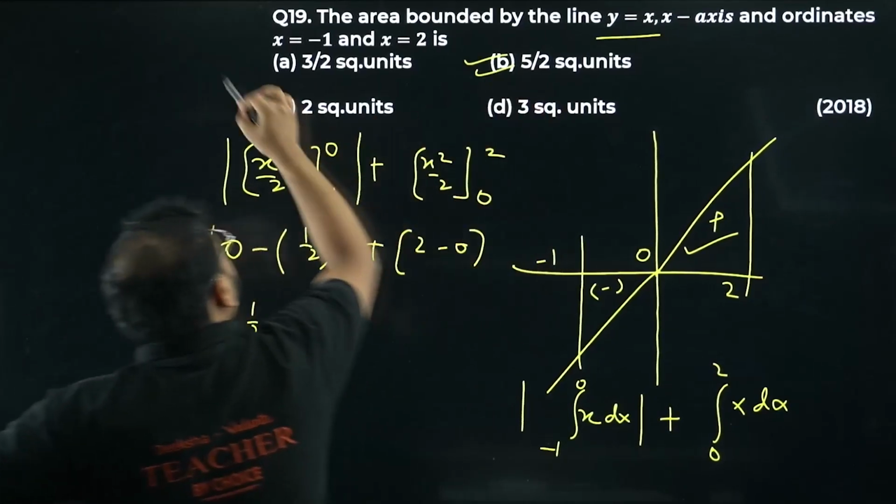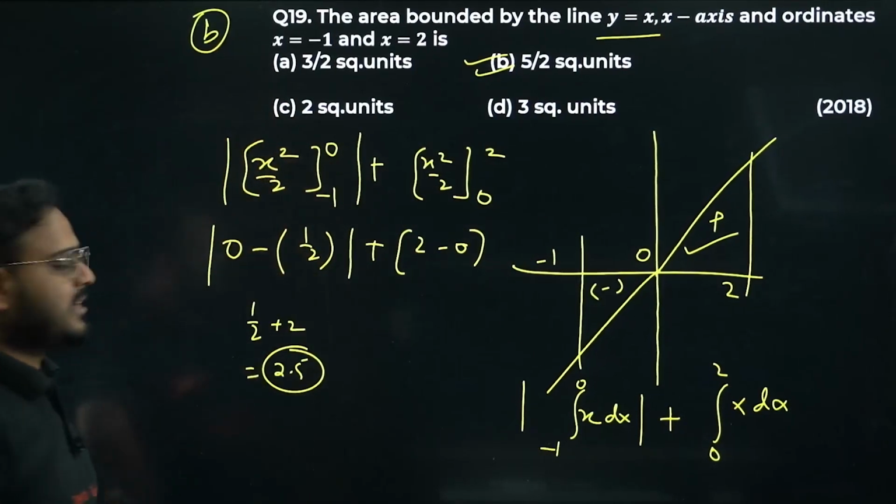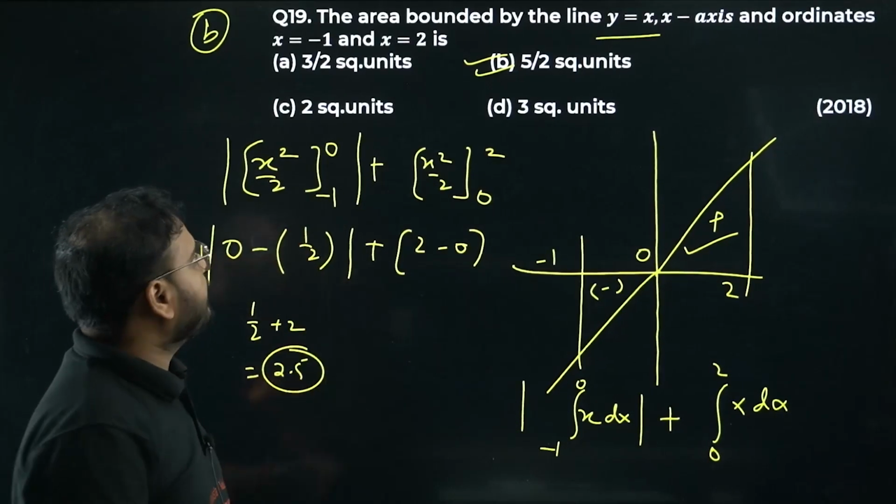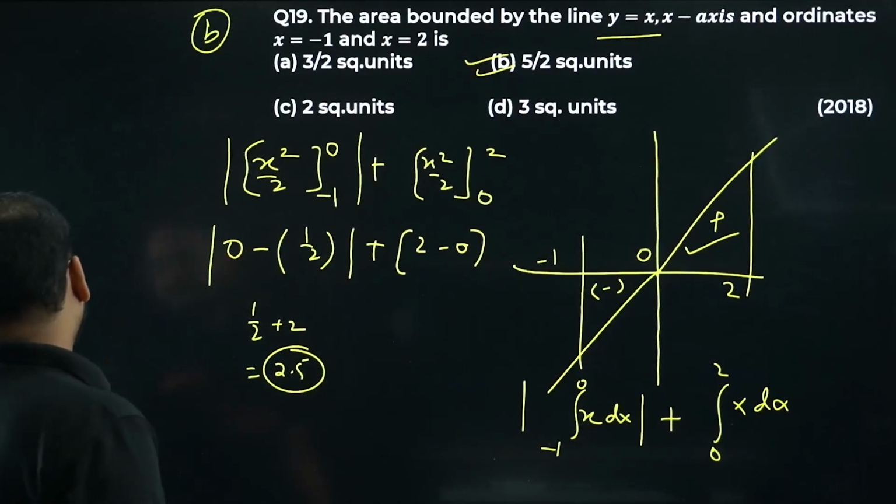Option B is correct. 19th, option B is correct. 2 on this side and plus 1 by 2. Answer will be 2.5 or 5 by 2. Question number 20 now.